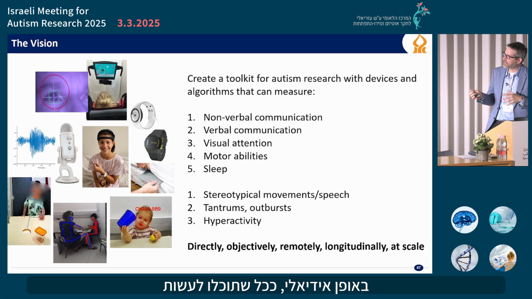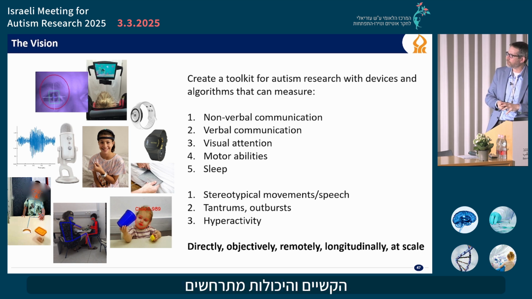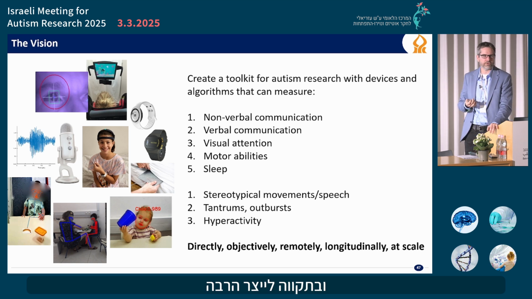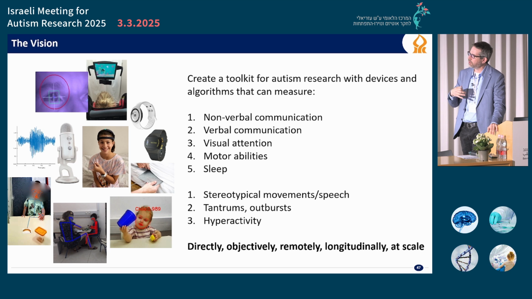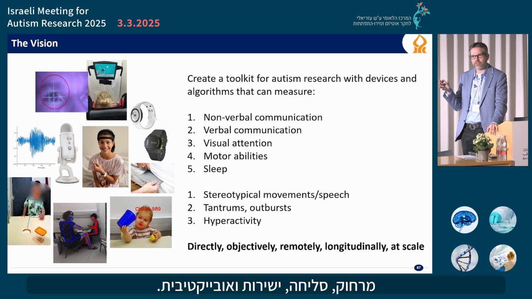And ideally, the longer you can do this at home remotely, the better, because you can look at the reliability and you can look at the context of where the difficulties and abilities are happening, and hopefully generate a lot of meaningful information for personalized interventions and measuring the effectiveness of interventions without bias directly and objectively.